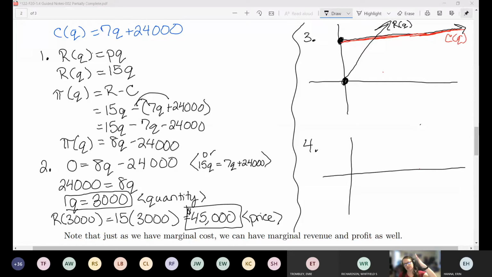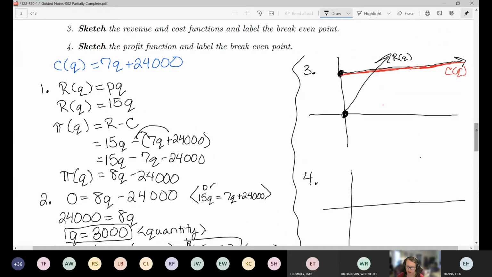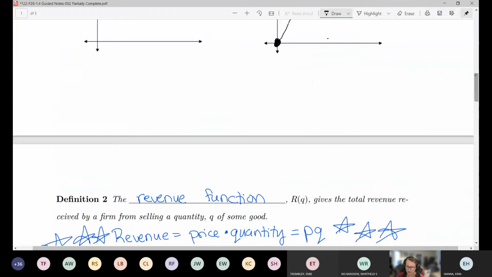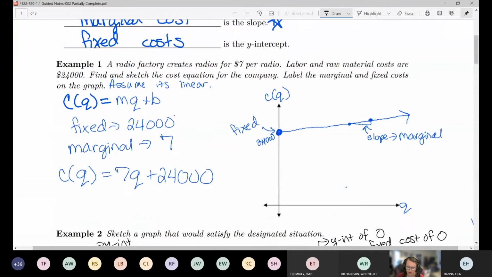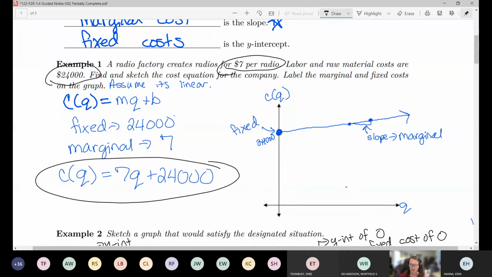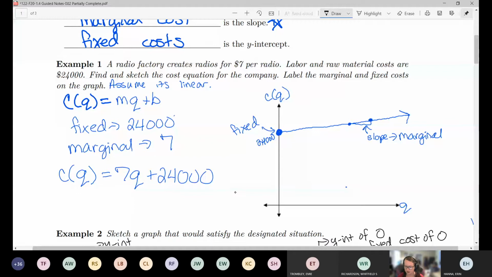So now that I've got the two equations mapped out, where does my break-even point show up? Where did I get the cost function from? That's technically from Wednesday, when we go all the way back to example 1. We were told that they make the radios for $7 and they have $24,000 of fixed costs. So that's where we came up with the 7Q plus 24,000 that I just rewrote on the other one. It's coming from this example that we started the other day.